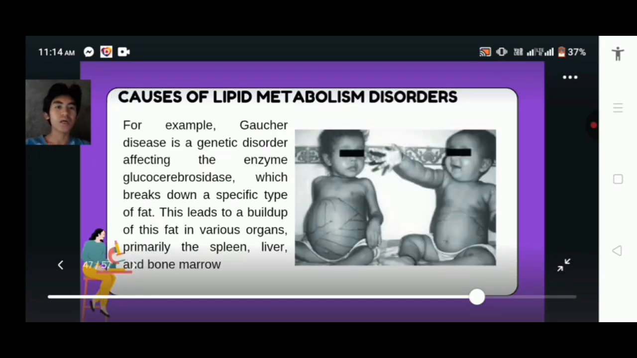Okay. Causes of lipid metabolism disorders, the genetic ones. Gaucher's disease is a genetic disorder affecting the enzyme glucocerebrosidase, which breaks down a specific type of fat. This leads to a buildup of fat in various organs, primarily in the spleen, liver, and bone marrow.